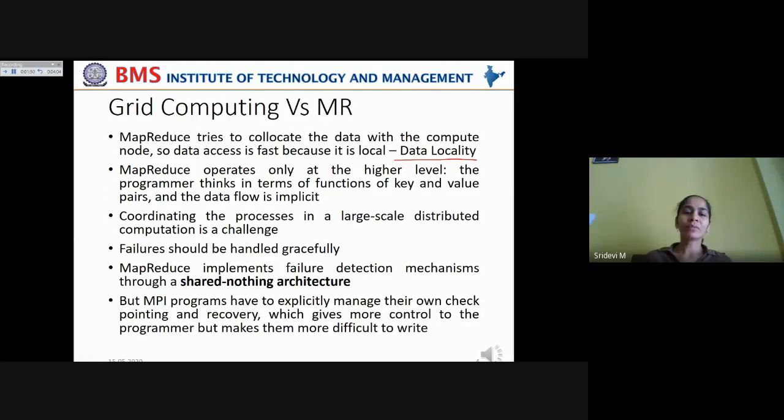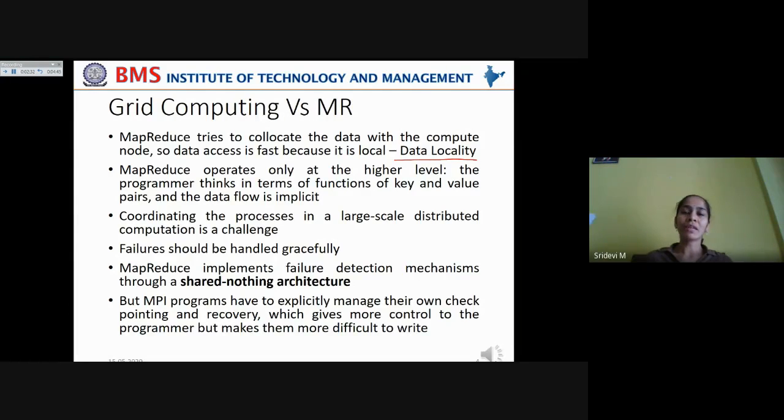Failures also should be handled gracefully. If a node or a machine fails on the cluster, it should be handled gracefully. The client should not experience the task being interrupted due to system or data failures. So MapReduce implements failure detection mechanisms through a shared nothing architecture. This is not available in grid computing. When some node fails, it imposes some interruption in the analysis process in grid computing.